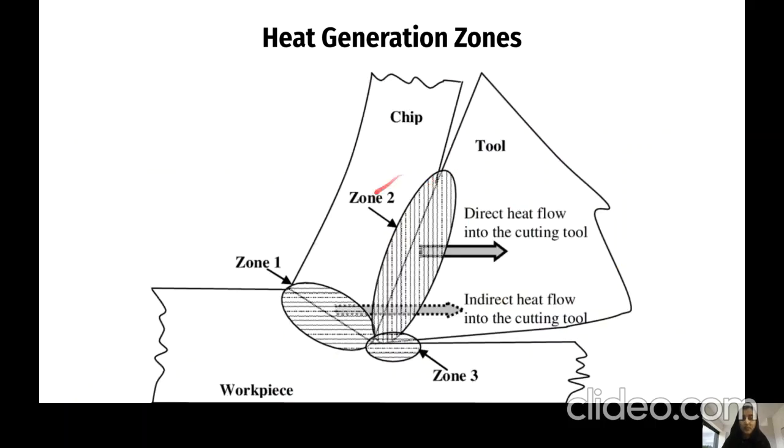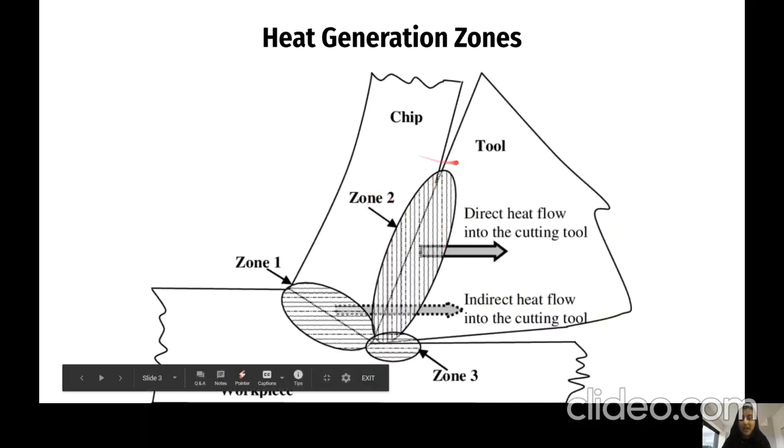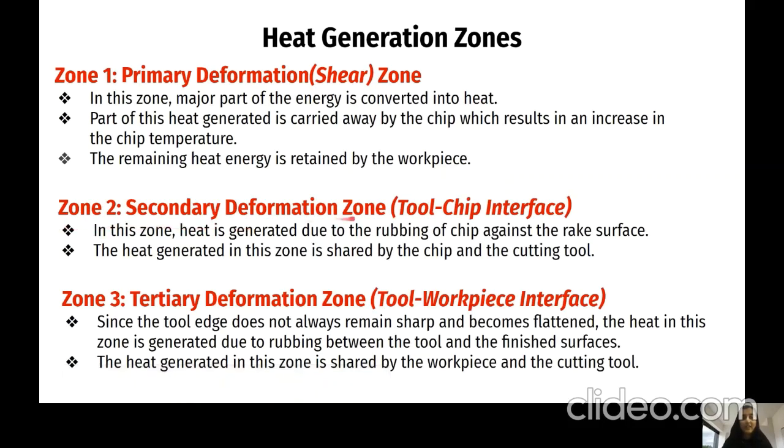The zone 2 will be along the chip and the tool interface. This zone is known as the secondary deformation zone. In this zone, heat is generated due to the rubbing of the chip against the rake surface. The heat generated in this zone is shared by the chip and the cutting tool.